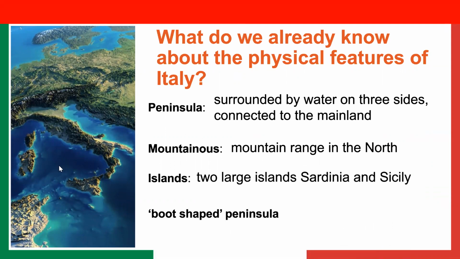Islands. We've got 2 large islands in Italy. We have Sardinia and we have Sicily. And a boot-shaped peninsula. Italy is famous for looking a little bit like a boot. So if you have a look at it this way, you can see the toes will be down here and the heel is up there. And that's how we can find Italy on a map, because it looks like a boot.